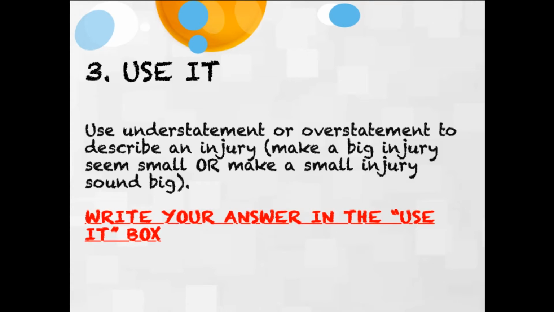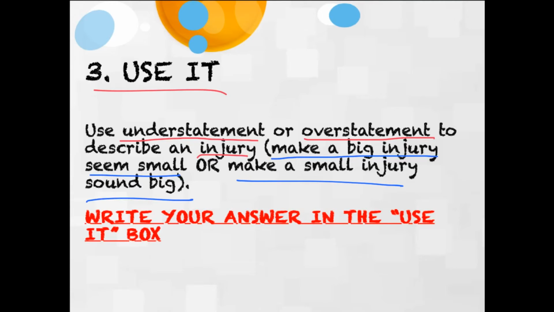All right, now that we've practiced it, I'm going to have you go down to that third box, the use it box, and I want you to use it. And here's what I want you to do. I want you to use understatement or overstatement. It doesn't matter to me which one. You choose whatever one you want to describe an injury. So you can make a big injury seem small, or you can make a small injury sound big. I want you to pause the video for a moment and come up with something for that use it box.